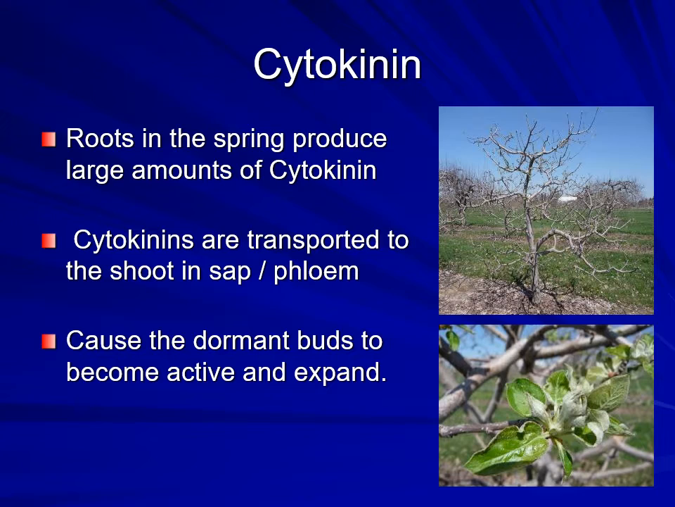That moves up the plant and it helps break the dormancy in the buds, right? So if you see your fruit trees, for example, they know when spring is happening, they begin to flow their sap, and that sap brings the cytokinin up to the buds, and then that breaks the dormancy in the buds.